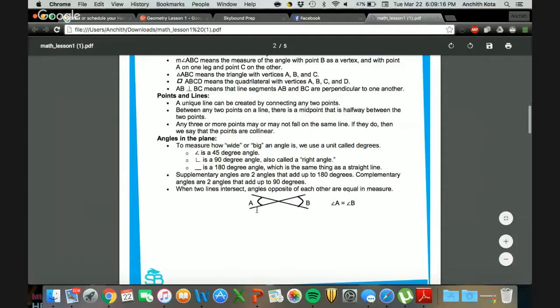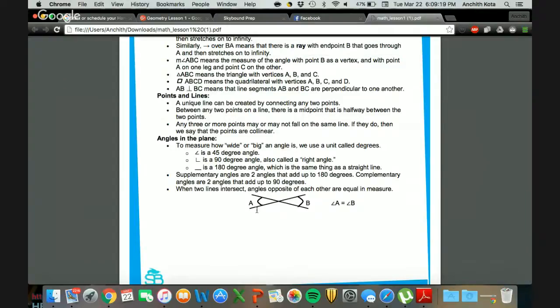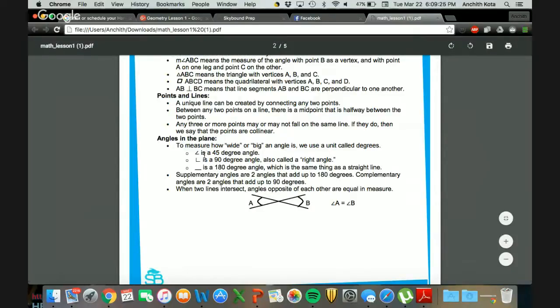Let's talk about angles in the plane now. To measure how wide or big an angle is, we use a unit called degrees. This symbol stands for a 45-degree angle, which is roughly this. This symbol is a 90-degree angle, which is also called a right angle. So for example, that's the angle you'd see in a square or a rectangle. This flat line here is a 180-degree angle, which is the same thing as a straight line.